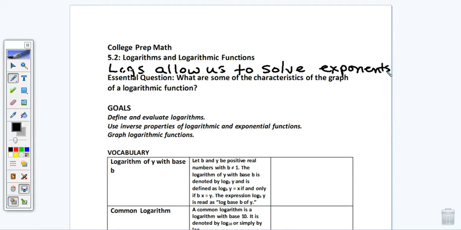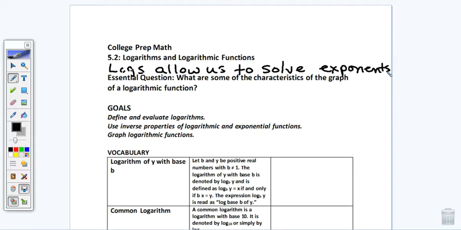Let me ask you this question, kids. 4 to some power is equal to 16. What's the power? 2. Okay? Now we can do some of these mentally, I think.